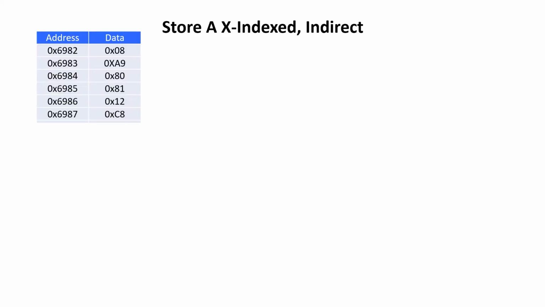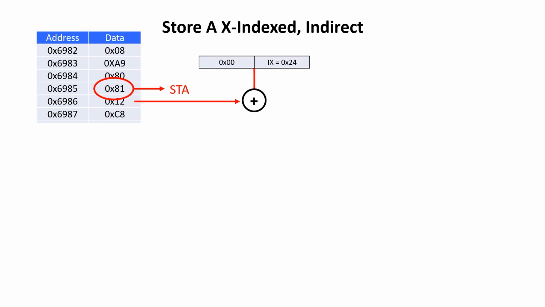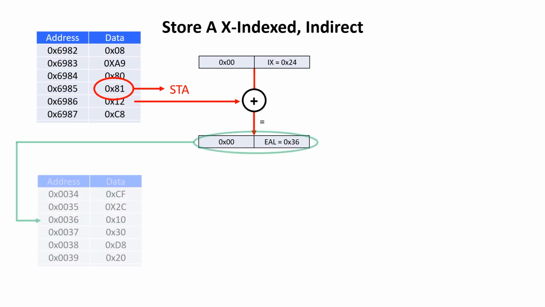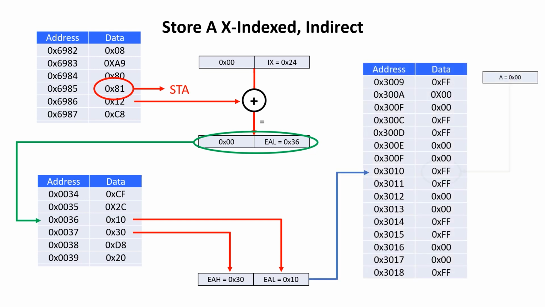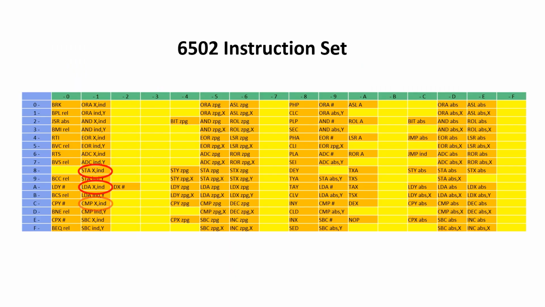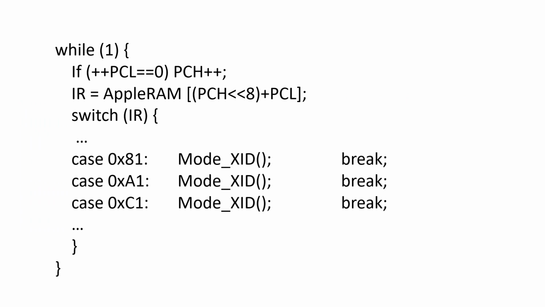Let's walk through it diagrammatically, but this is a made-up example, it's not actually from real code. Here we see the opcode 81 with the address 12. We add this to the 24 stored in the index X register, and we store the result 36 in EAL. We then use this EAL to point to the zero page again, and we want the 10 at 36 to be stored in EAL, and the 30 at 37 to be stored in EAH. We then write the value in the accumulator into the main memory address pointed to by EAL and EAH. So again, by way of example, we'll add these three instructions to our switch statement.